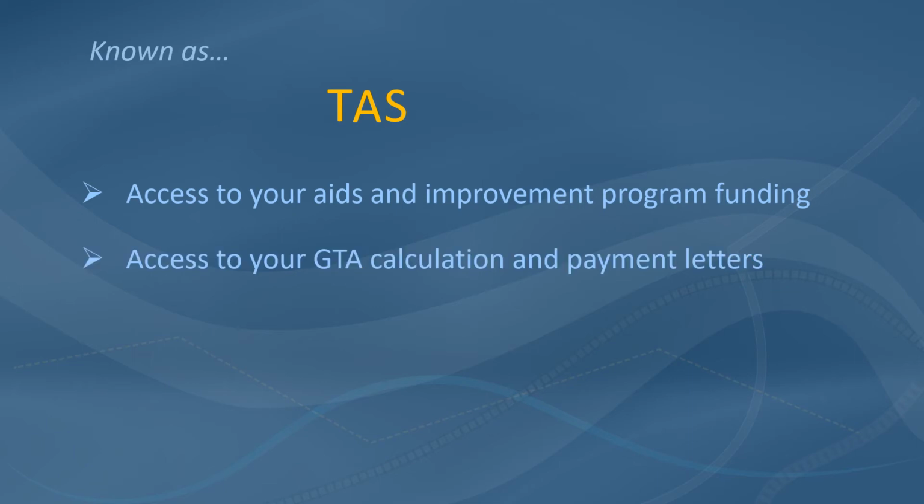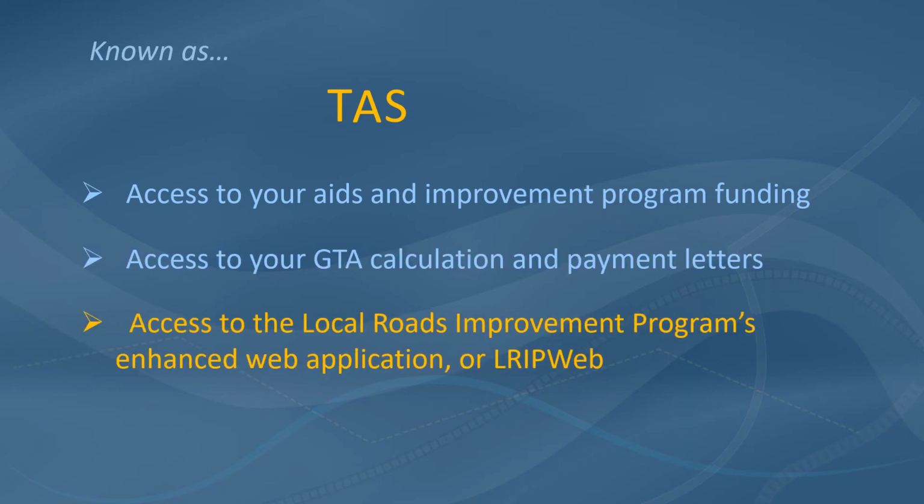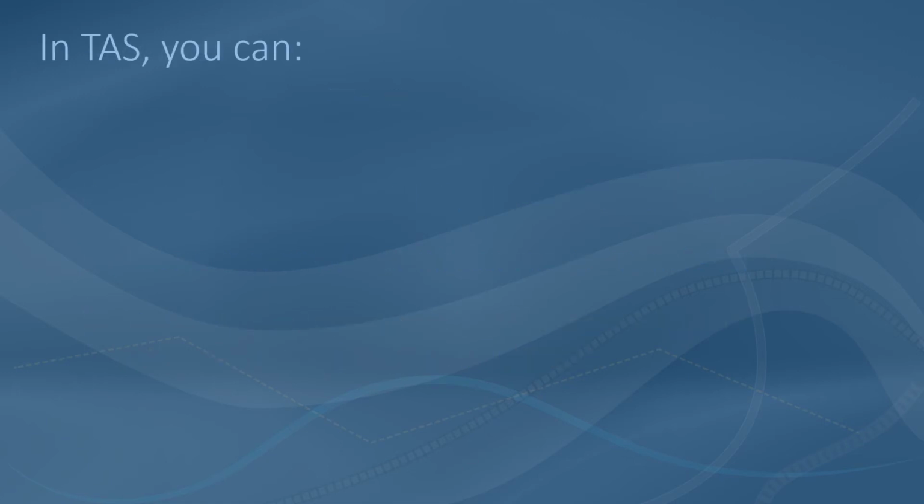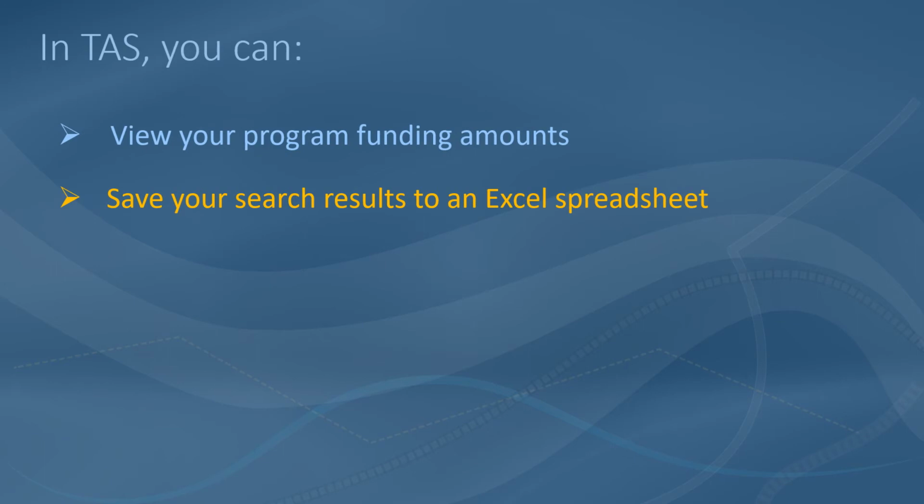In addition, TAS is the gateway to access the Enhanced Local Roads Improvement Program web application, or LRIPWeb. In this video, we will walk through the search features and tools available in TAS so you can view your program funding amounts, save your search results to an Excel spreadsheet, and map specific project locations.